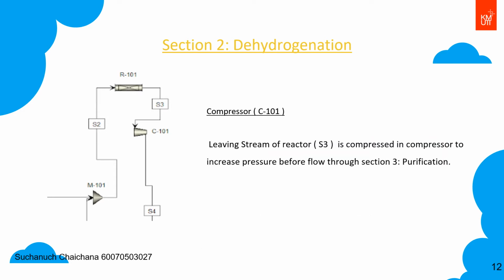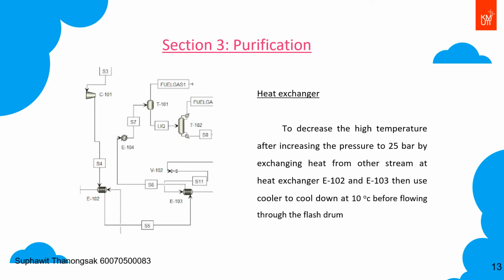After the reaction in the reactor, the reactor effluent is compressed by compressor C101 to increase the pressure before flowing through the purification section. In the purification section, the reactor effluent, which was increased in pressure by the compressor C101, is then cooled by the heat exchanger E102, the heat exchanger E103, and the cooler E104, respectively, before entering the flash tank T101 for further separation.